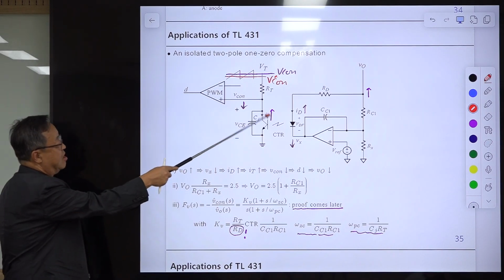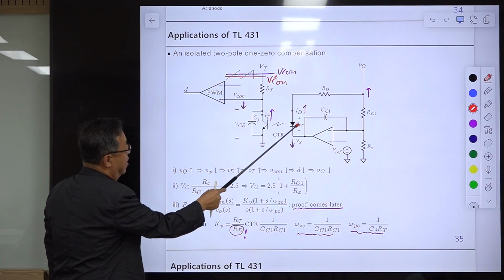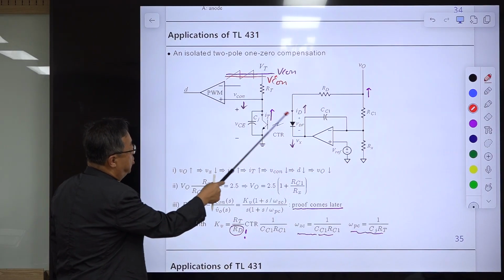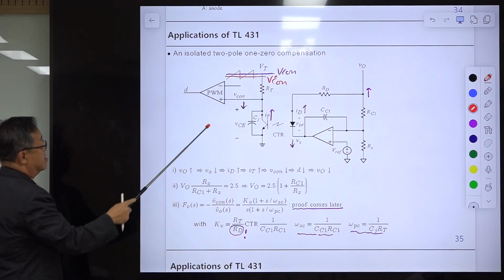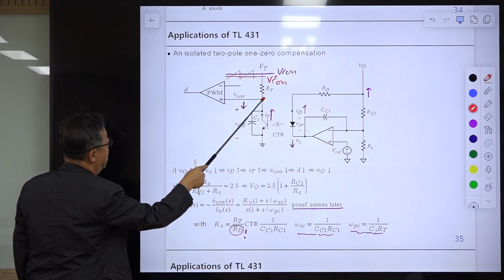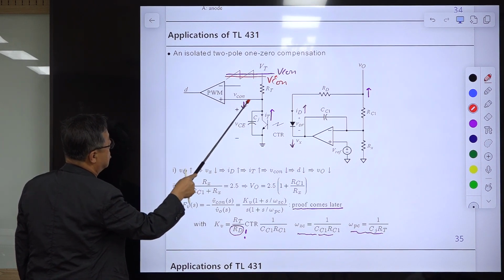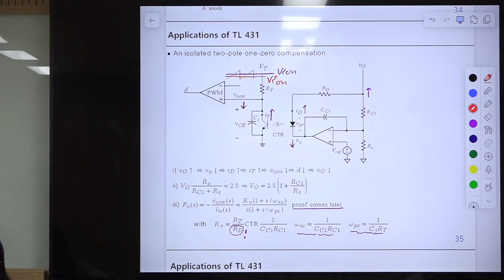So it is structured in this manner. This is TL431, and this is the optocoupler or photocoupler. Okay, and this is the bias voltage, and this RC, and the voltage here is control voltage. This is the PWM block. Okay, it really doesn't matter whether it is voltage mode control or current mode control.